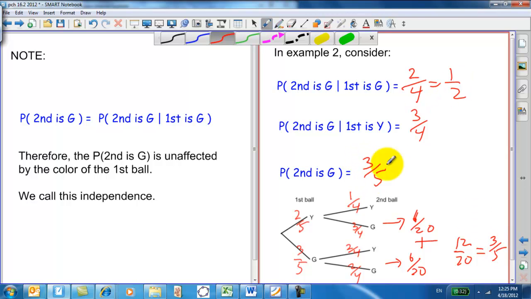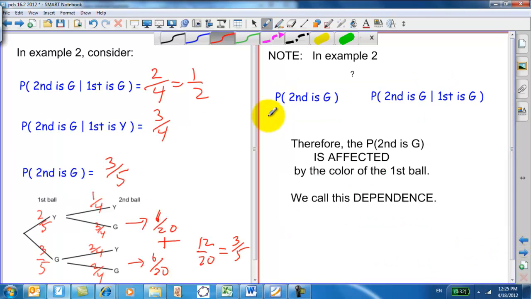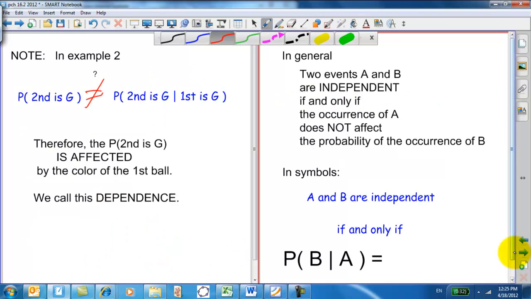3/5. Notice none of these are the same. There are dependencies here because we took the ball out. And so as a result, the probability the second is green is not equal to the probability the second is green given that the first is green. It depends. So therefore, these are dependent. It's affected by the color of the first ball. We have a dependence between those two events.